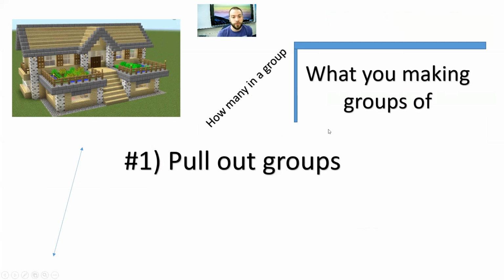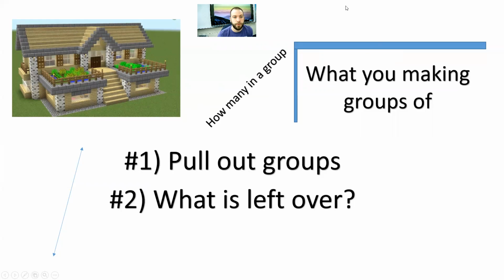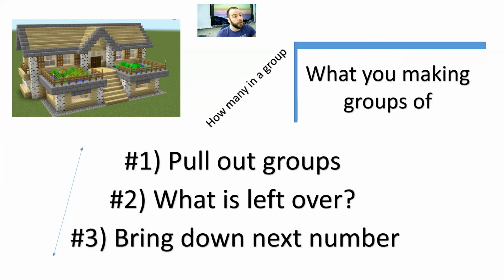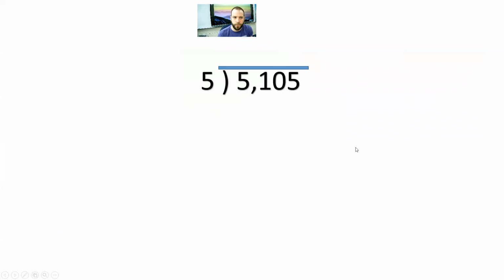You pull out groups from the number. You say how many groups you put on top. Like I pulled out 4 groups, you put 4 up here. And then you have to figure out what's left over. And then when you figure out what's left over, you just bring down the next number. And then you repeat the process. Take out groups from that, put it here, tell me what's left over, bring down the next number. Pull out groups from that, put that answer up there, tell me what's left over, bring down the next number. So let's come up with an example, shall we?